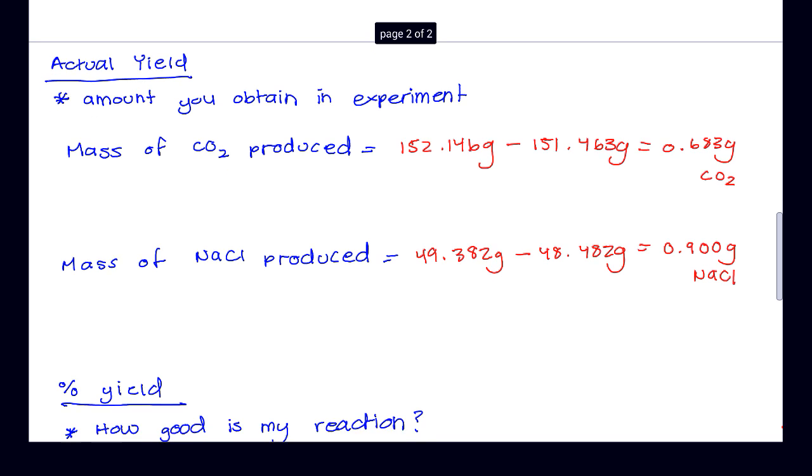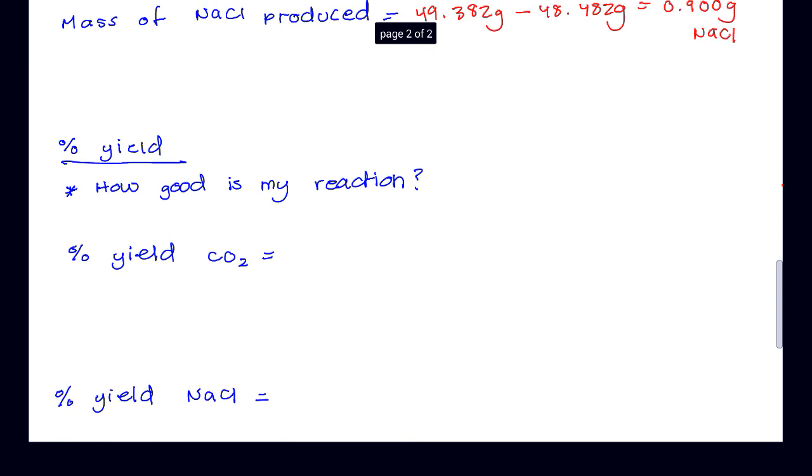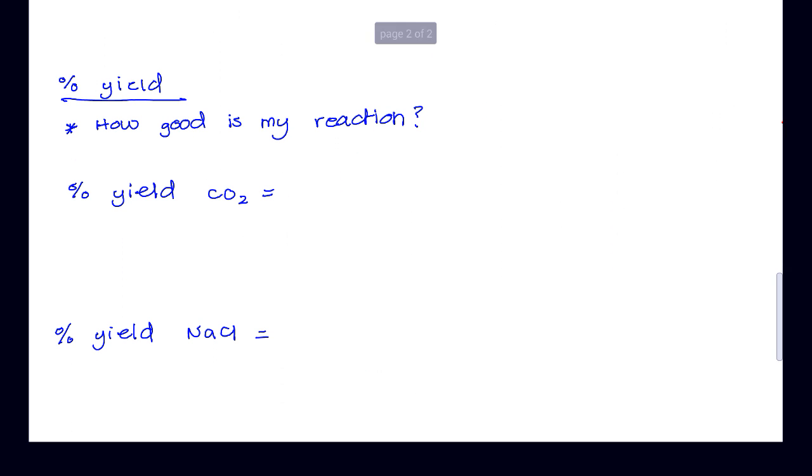The last thing we want to do is figure out the percent yield. So how good of a reaction did we run? And remember that a percent yield is always going to be the actual value, so the actual yield that we obtained from the experiment, over the theoretical. And since it's a percent, we have to multiply by 100%. Okay, so always what you got experimentally, which is the actual, over the theoretical multiplied by 100%.